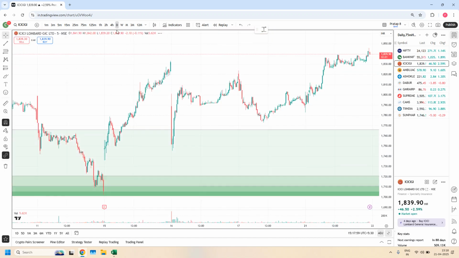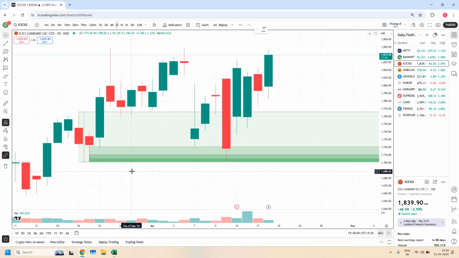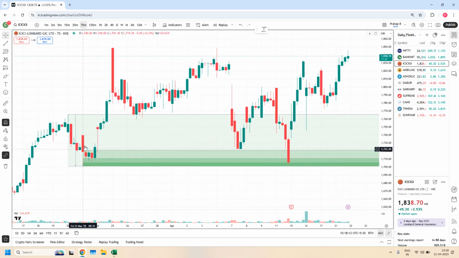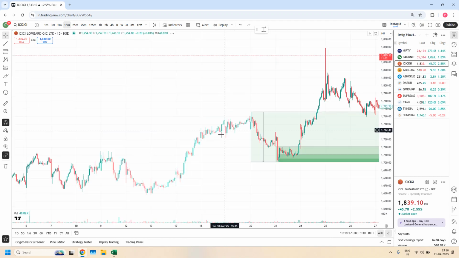ICICI GI, it is a daily high liquidity demand zone. This is how our software identified. Rally, 3 base candles and rally. And this one is fine-tuned with the 75 minutes time frame. Here you see drop, 3 base candles and rally, and then a quick follow-through candle, dynamic candle, rally candle. And this 75 minute zone again fine-tuned with the 15 minutes time frame.